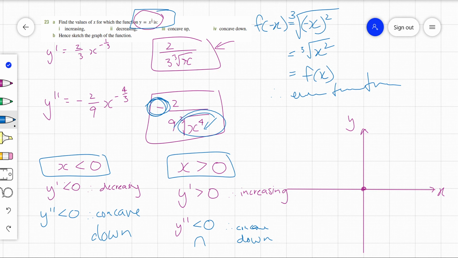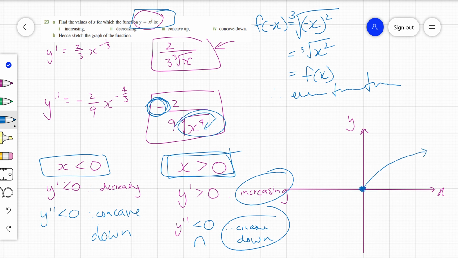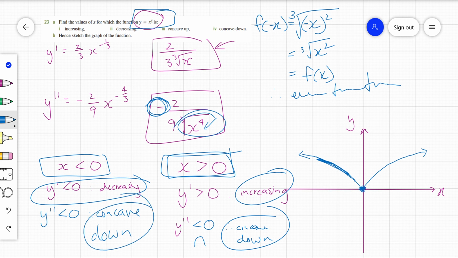If I just look at the right-hand side of the y-axis, when x is positive, we know it has a point at (0, 0). We know it's part of a concave down curve, and it's increasing. Now, if it's an even function, it should look exactly the same on the other side, which makes sense because remember it's decreasing. If you take this point and then this point, if you go down here, you'll see it is decreasing and it is concave down. So it's going to look something like that.